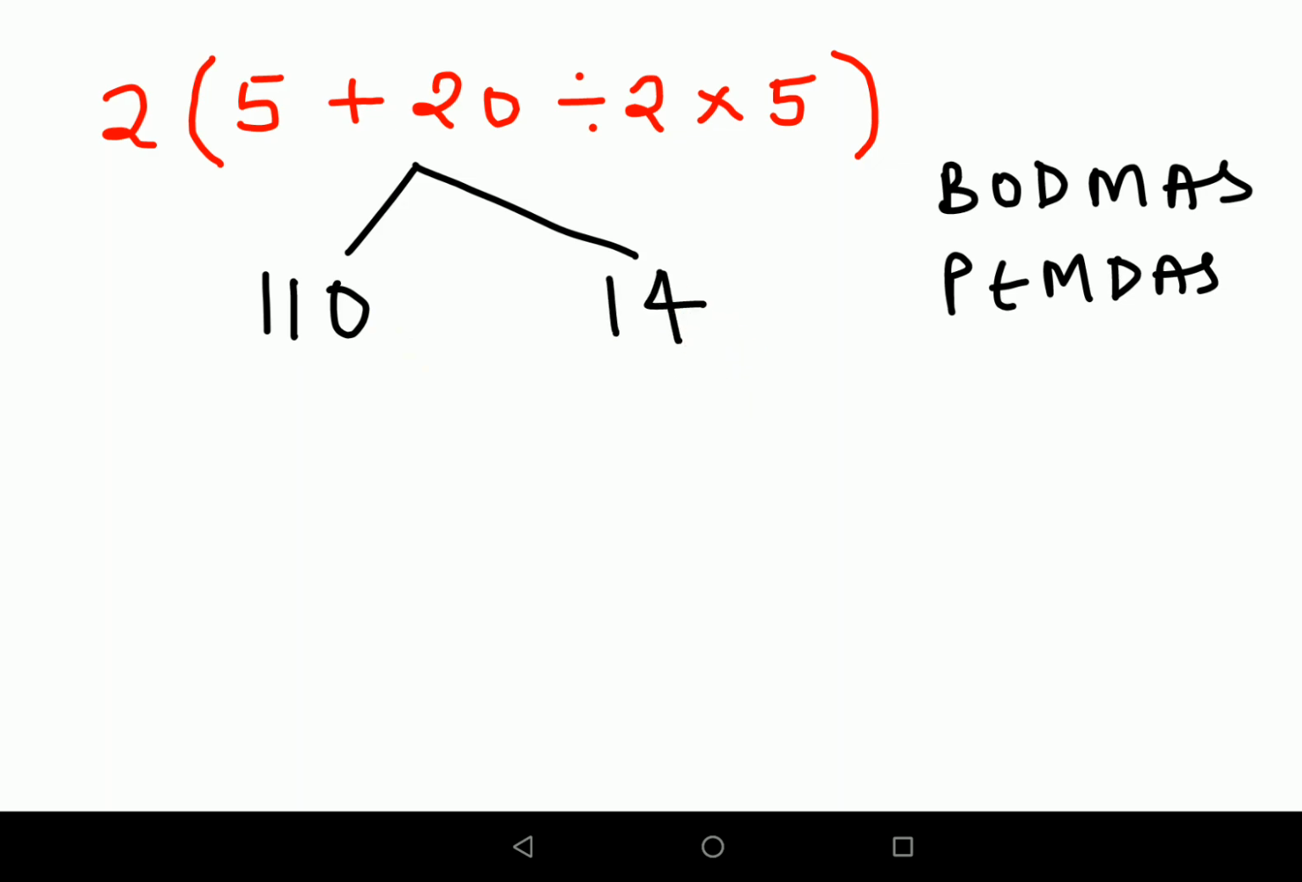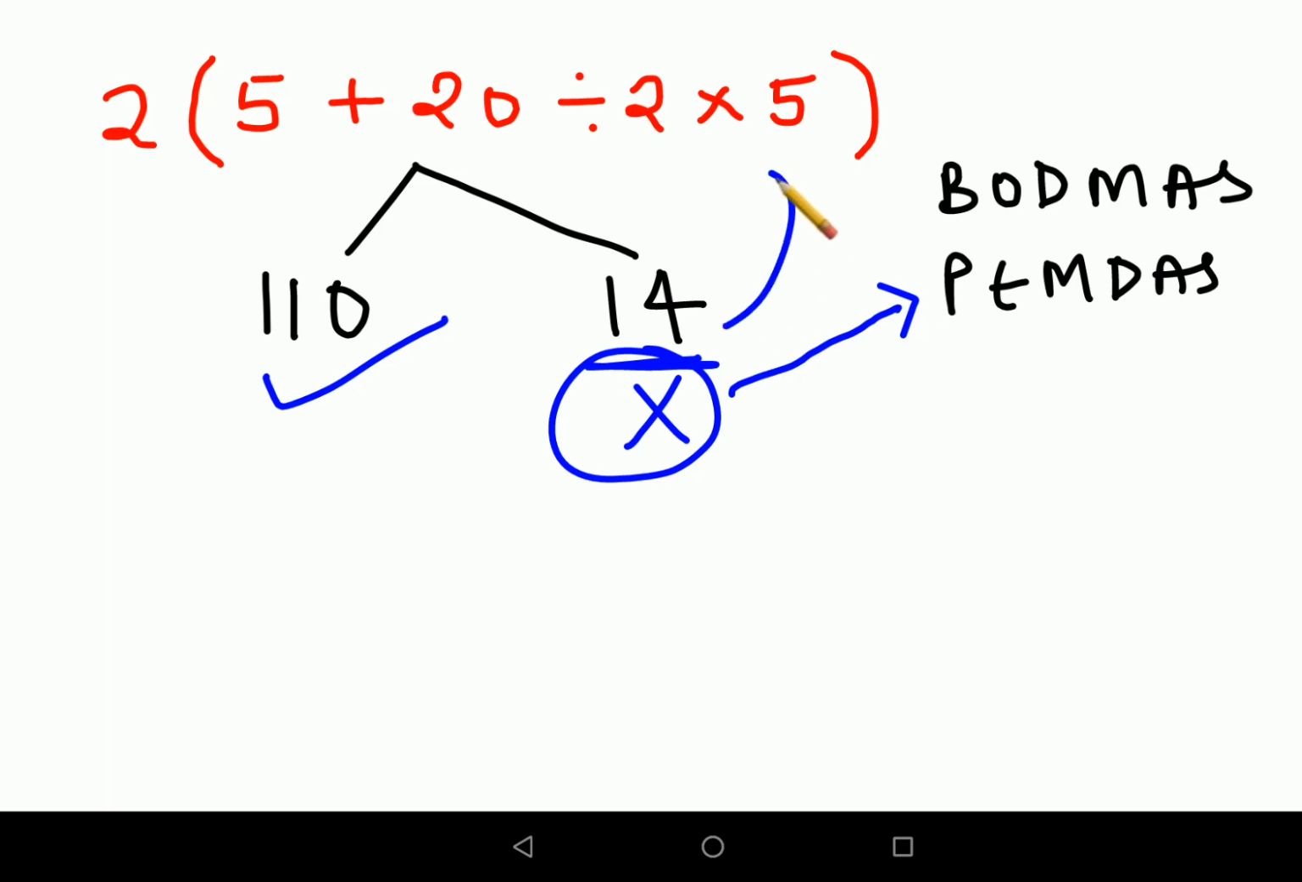If you think the answer is 110, then you're absolutely correct. Your basics are perfectly fine. But if you think the answer is 14, then I request all of y'all to please stick in this video, because that answer is not right. That is absolutely wrong. And why? Because it is messing with your logic of PEMDAS and BODMAS. So today I'm going to explain why 14 is not the right answer for this particular question.